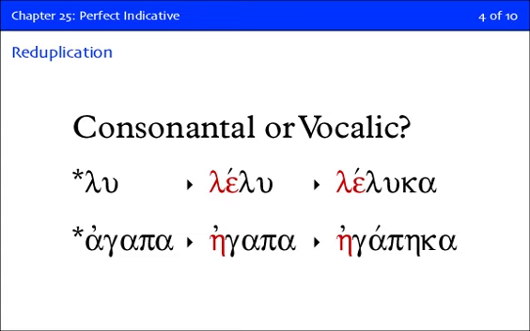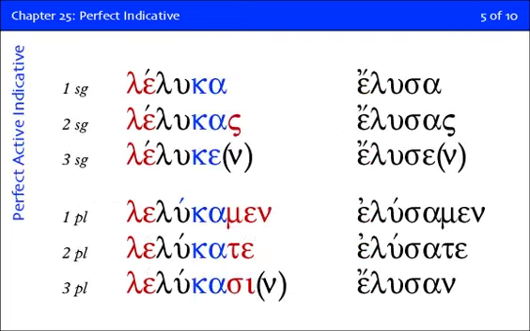It doesn't indicate past time, it indicates completed action. So agapa undergoes its vocalic reduplication, and you get agapa, and then finally agapeka. And so here's your paradigm of luo in the perfect active. Leluka, lelukas, leluke, lelukamin, lelukate, lelukasi.